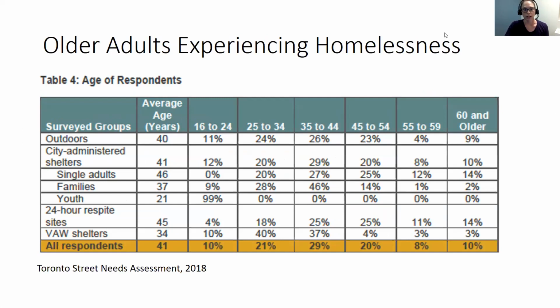When we look at older adults experiencing homelessness, I just wanted to bring this up to give a bit of a visual in terms of where older adults are staying when we say that they're homeless. So we see that older adults 60 and over are actually 10% of those who are staying outdoors, and about 10% of the group within the city administered shelters.